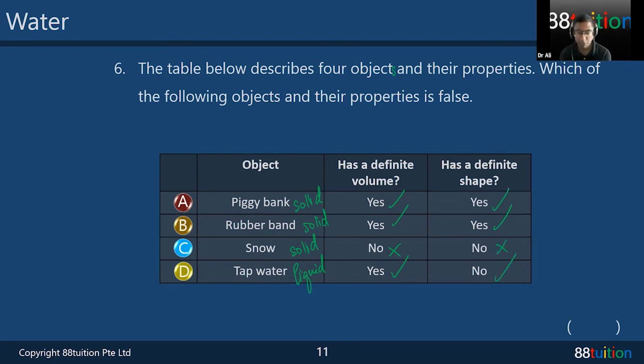So the table below describes 4 objects. Which of the following objects and their property is false? See, they are looking at the negative option, which is here, right? Because both are crosses. It matches the false requirement asked there. So the answer is C. Okay.